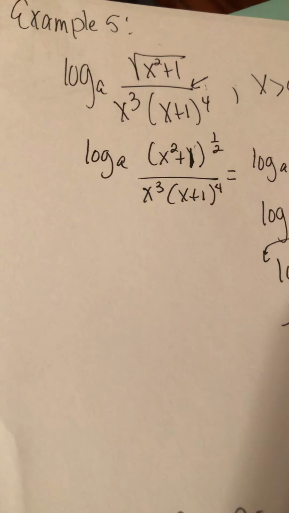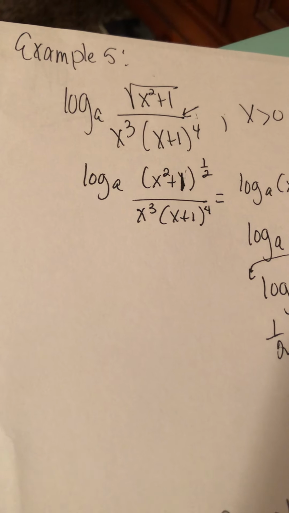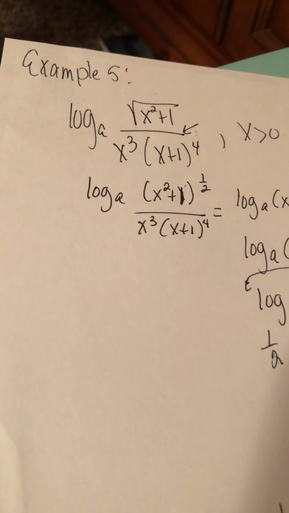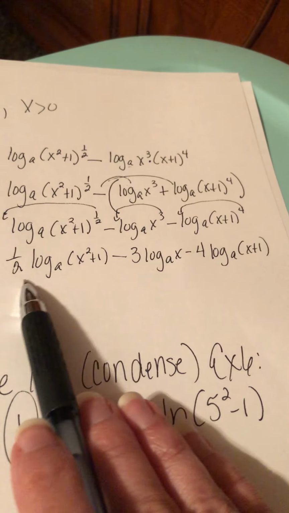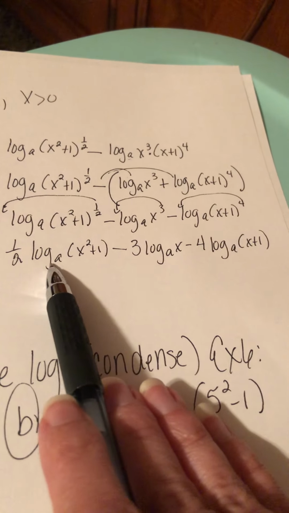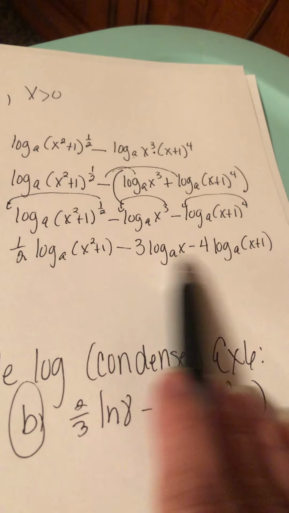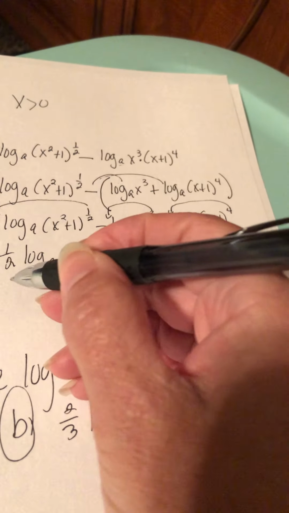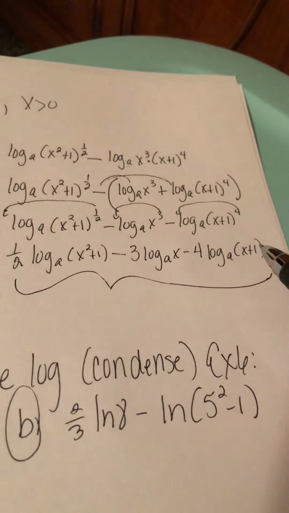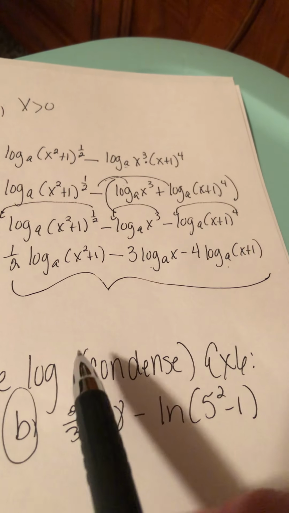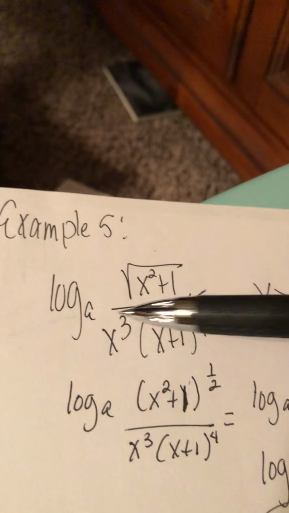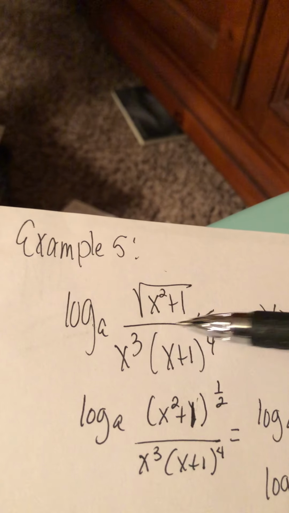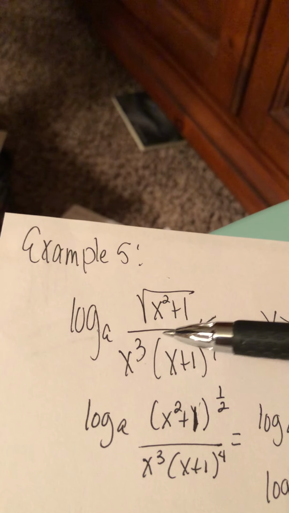This is my condensed form, what I started off with, because I have one logarithm and I have all multiplication, all division, all exponents. This is my completely expanded form, where I have no multiplication, no division, no exponents, except for this one that's part of an addition problem. So this is expanded. Notice each part has its own logarithm. This is condensed. One logarithm. I can have a radical, I can have exponents, I can have multiplication, I can have division.